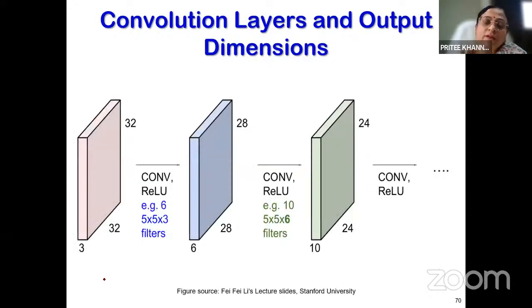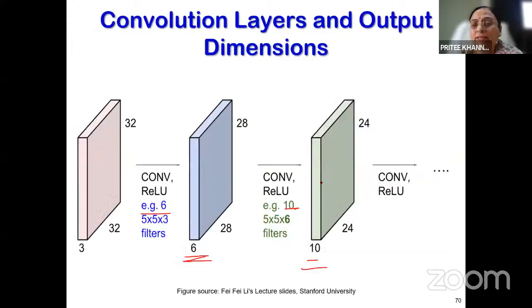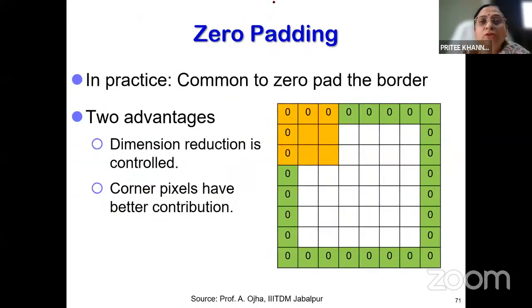Now I hope the situation is clear. When you are using this, the output volume is 6. Here the output volume is 10, and that makes sense. As you all identified, the size is reducing, right? Further, if we are going to use, let us say, another 5x5 filter, then it will become 20x20. So here there comes a solution.